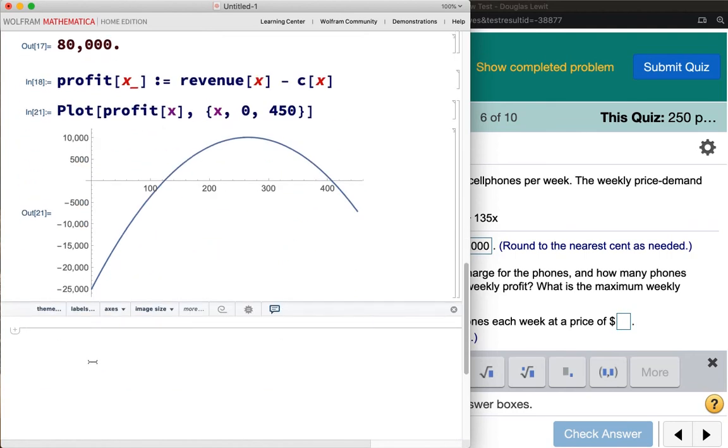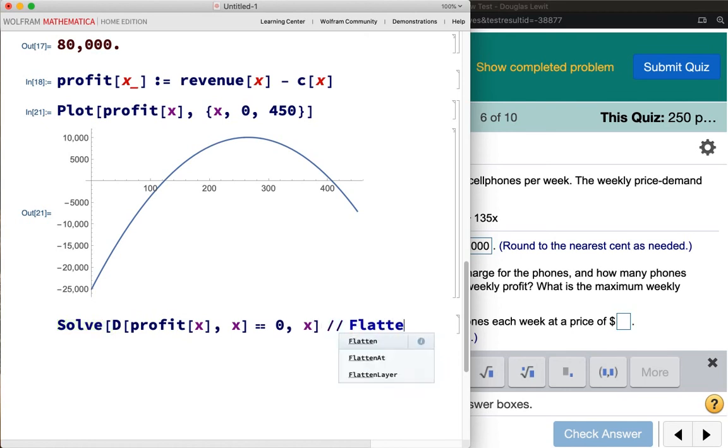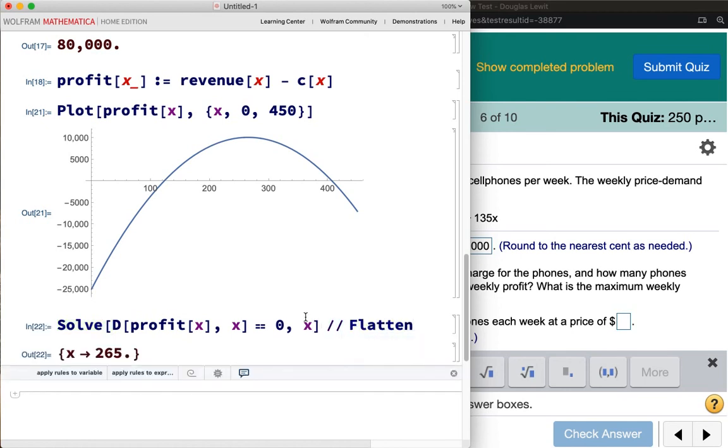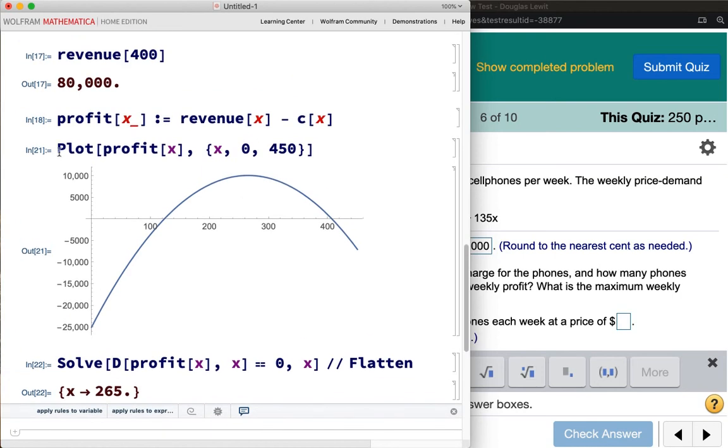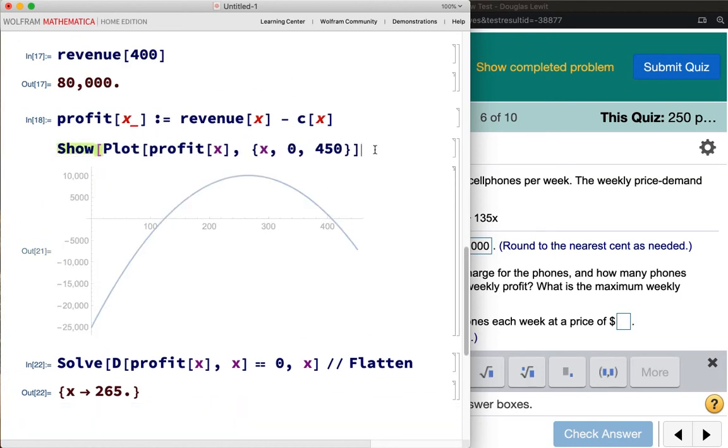How do we figure it out? Well, let's find the derivative. The derivative of the profit of x with respect to x, and we're going to set that equal to 0. And then let's figure out what x is. X is 265, which makes sense. Let's draw that line in the picture.